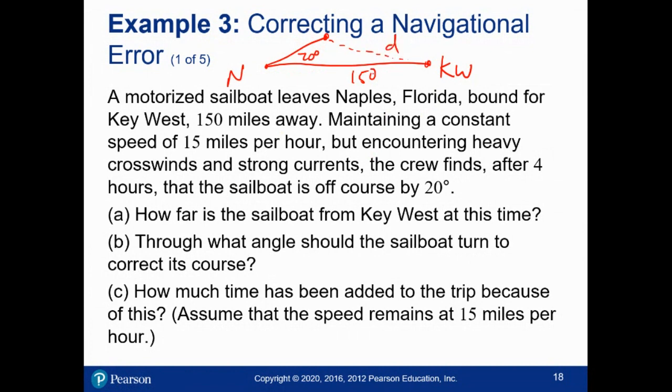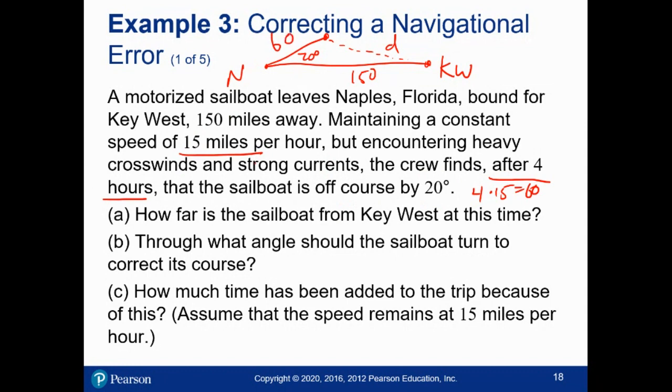Now, as it looks in this diagram, I don't have enough information. We have one side and one angle, but we actually have two sides, because this was after 4 hours of sailing and they were going 15 miles an hour. So how far did they sail? 4 hours times 15 miles an hour gives us 60 miles. So this side is of length 60.